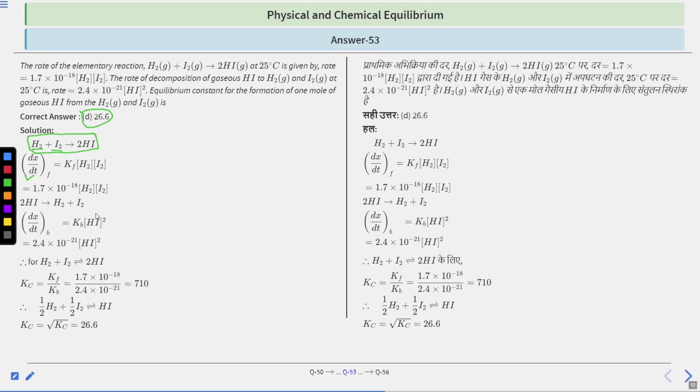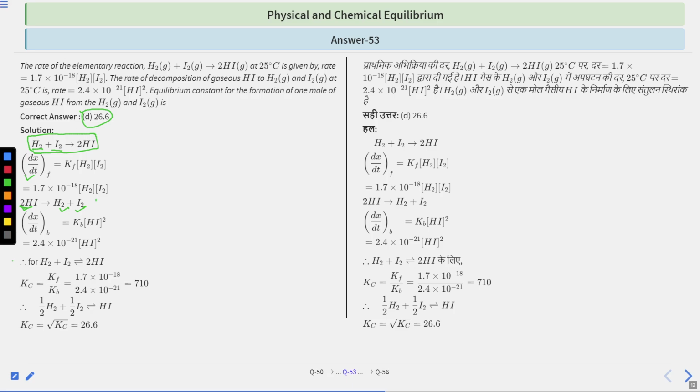Next, the rate is given for the decomposition of gaseous HI to H2 and I2, that is 2HI giving H2 plus I2. Now for this reaction, the backward rate is equal to Kb, the backward rate constant, times HI squared. HI is the reactant, so the concentration of the reactant squared, and it is given as 2.4 into 10 to the power minus 21 times the HI concentration whole squared, because 2 is the stoichiometric coefficient of HI.